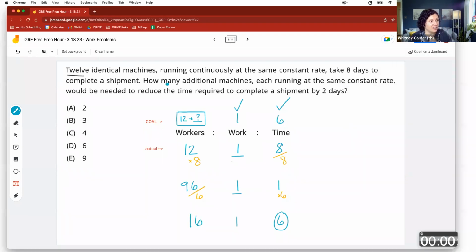So now be careful. How many additional machines? I need to go from 12 up to 16. And so that is 4 additional machines. So this was a wicked tricky one. Let's try one that's maybe a little nicer.